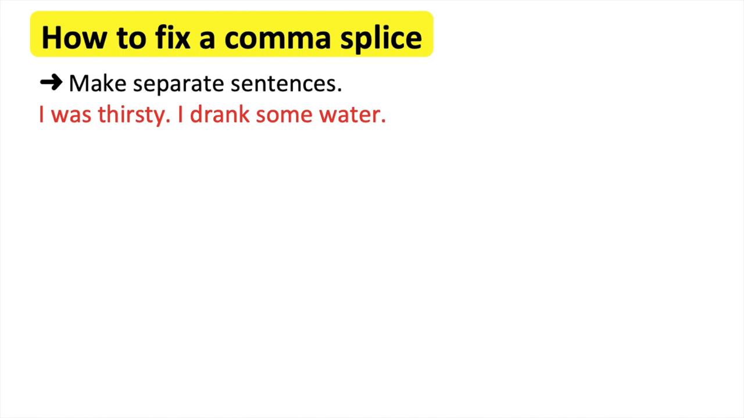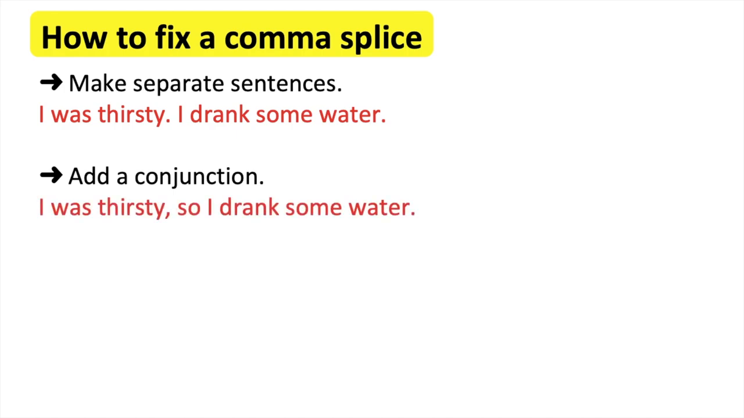The next way is to add a conjunction. A conjunction is used to join independent clauses. Examples of conjunctions include for, and, nor, but, or, yet, so. For example, "I was thirsty, so I drank some water." The comma is placed just before the conjunction.